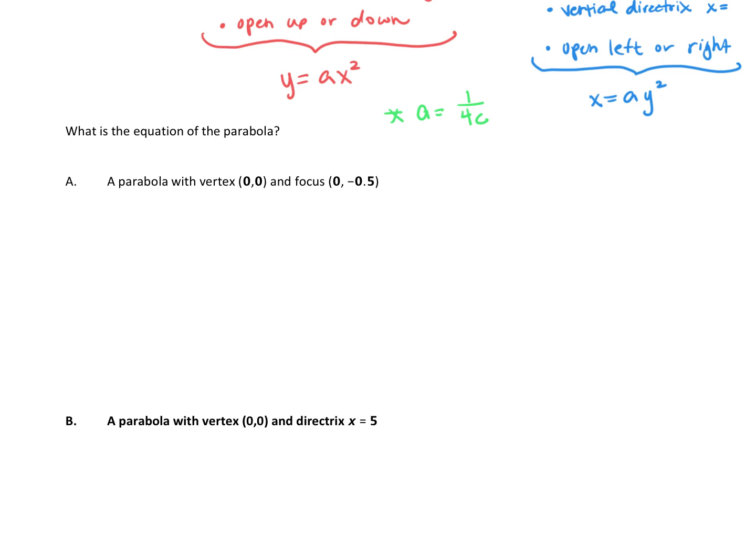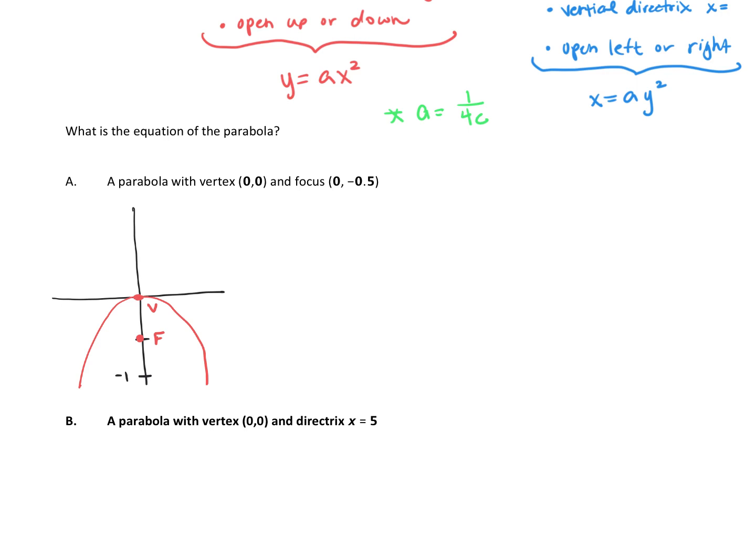So part A, what's an equation of a parabola that has a vertex at 0, 0 and a focus of 0, negative 0.5? We always start by doing a quick sketch because we want to know, is this opening up or down, left or right? Is your directrix horizontal or vertical? The vertex is at 0, 0. The focus is 0, negative 0.5. So I'm going to put negative 1 down there so I can put the focus right here. This tells me that the parabola is going to open down.